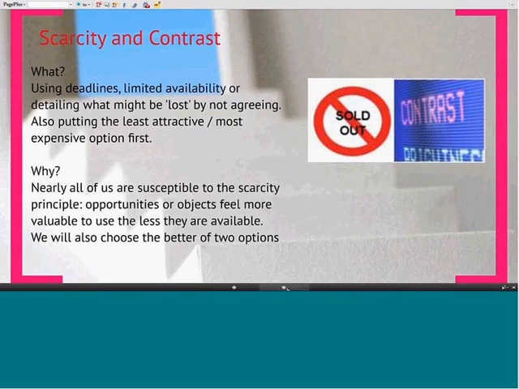If you've got three options and you want them to go for the middle one, have a more expensive option first. But if you've got something you think they're really not going to like, put that forward first and then say, well, we could do this. It automatically sounds more interesting.